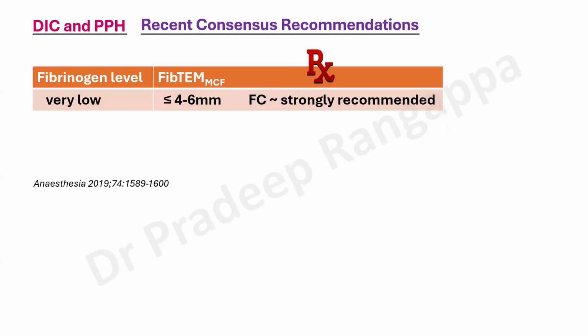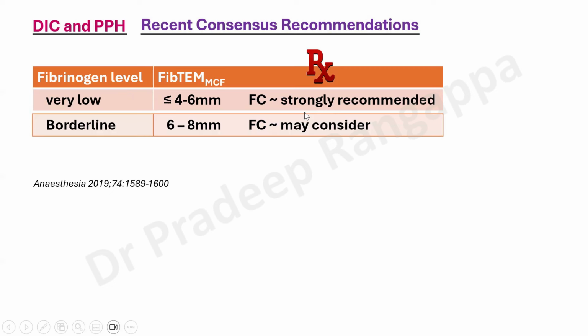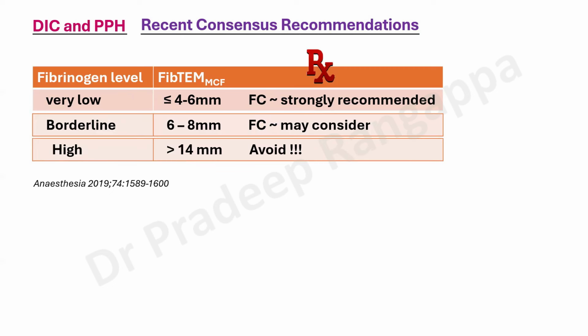And the recent consensus recommendations that came in 2019 are based on FIBTEM. If it is less than 4 to 6 millimeter, it means fibrinogen is very low, so fibrinogen concentrate is strongly recommended. If FIBTEM is 6 to 8 millimeter, then your fibrinogen level is borderline, and fibrinogen concentrate could be considered in the setting of postpartum hemorrhage. But more than 14 also should be avoided, because FIBTEM more than 14 millimeter will lead to more clot formation and more procoagulation. So keep 10 millimeter. Anything less than 10, keep fibrinogen in mind. If it is more than 10, you are in a little safer zone, is what you can keep in the back of your mind.